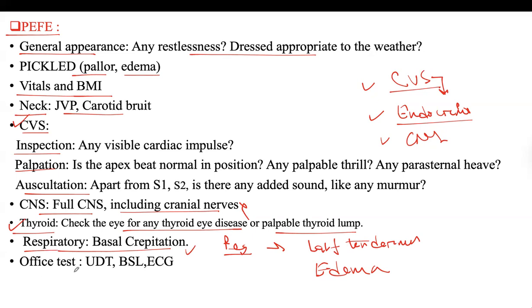And lastly, finish with urine dipstick because infection can be a cause of palpitation. Blood sugar, hypoglycemia is one of the causes, and ECG is the most important because arrhythmia is the most likely cause of palpitation.